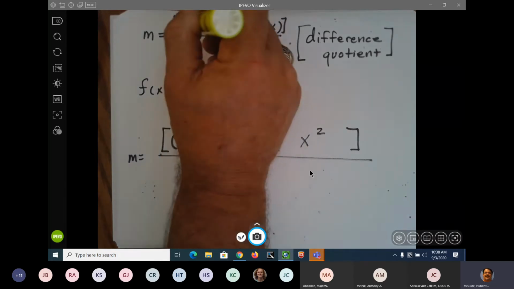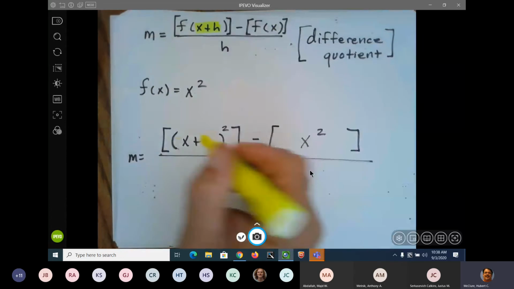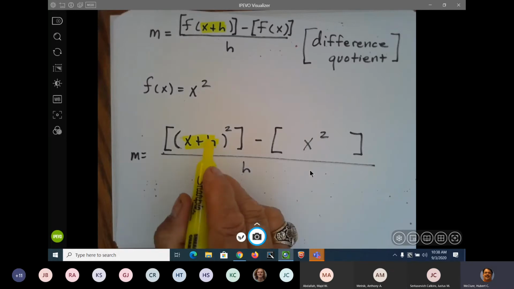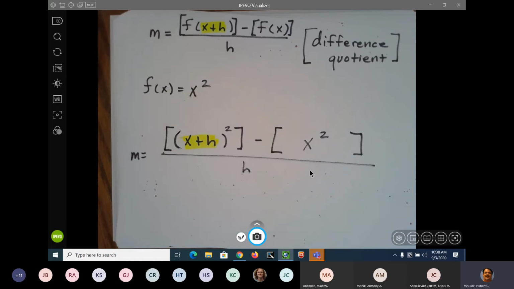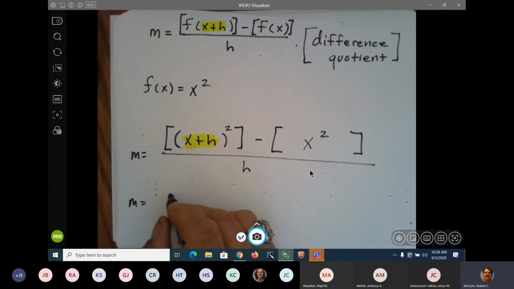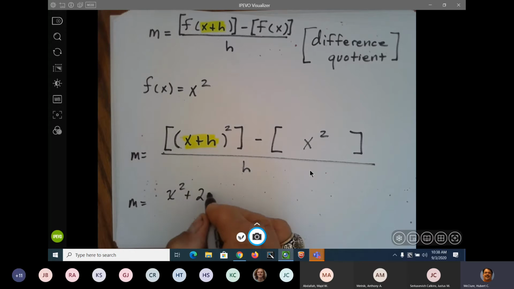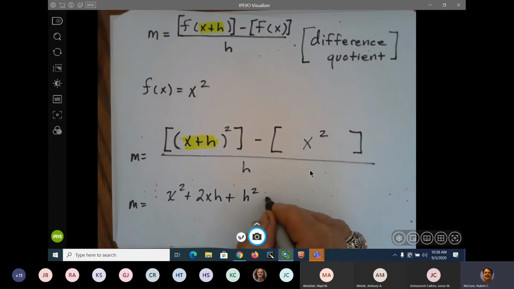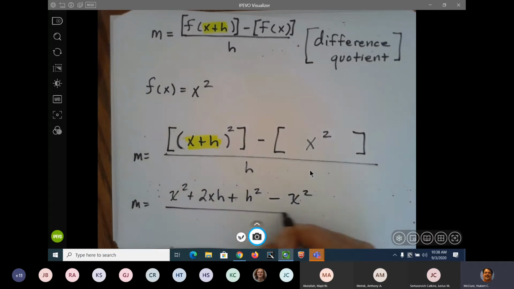Are you going to plug in x plus h every single time when you do one of these problems? Yes, because that's what the difference quotient is. Now, you've got shortcut number 1 that I told you you had to learn. So that's going to give us m is equal to x squared plus 2xh plus h squared minus x squared over h.